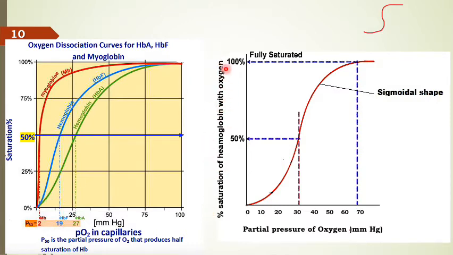How many molecules of hemoglobin are saturated with oxygen? If we have a partial pressure of oxygen of, say, 30 millimeter mercury, only 50% of hemoglobin in our blood will be saturated with oxygen. If we have 70 millimeter mercury, a high partial pressure of oxygen at the lung, 100% of hemoglobin will be saturated with oxygen. What about this curve?